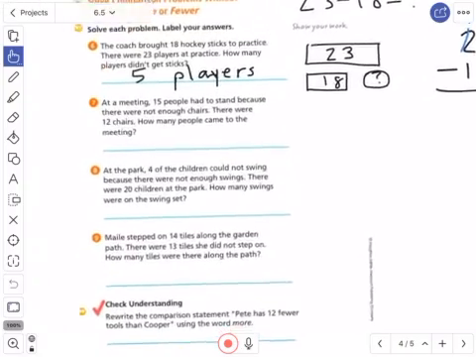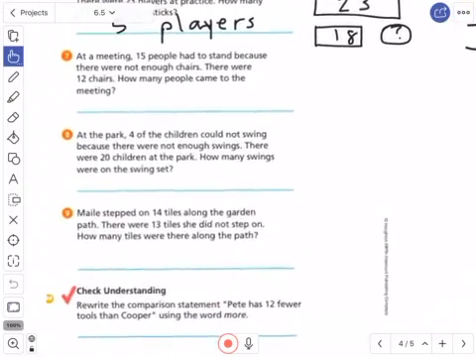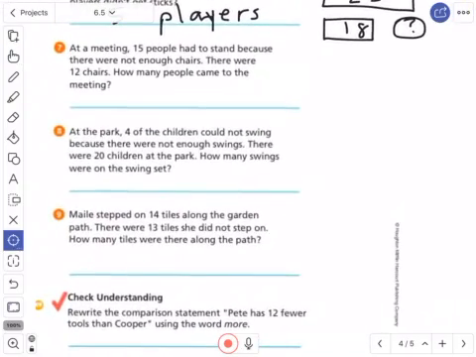Okay, I'm going to read these next ones, and then you will go and finish them by yourself. 7. At a meeting, 15 people had to stand because there were not enough chairs. There were 12 chairs. How many people came to the meeting? So there were 12 chairs. That means people were sitting in those chairs, but there were also 15 standing. How many people came to the meeting? It doesn't say total or all together, but I'd kind of think about that.